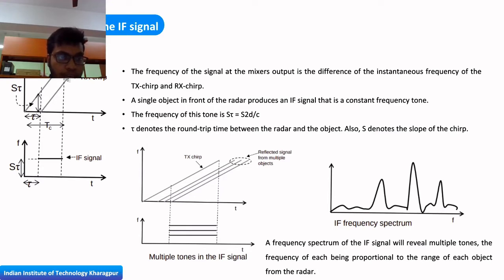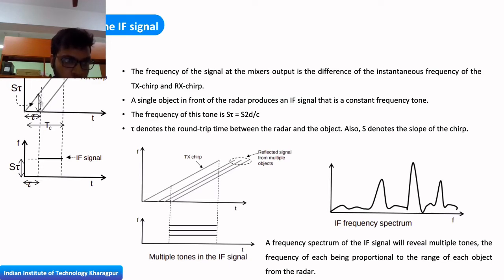And so here I have these two charts, the transmission chart and the receive chart, and within this time window both these charts lie. So in this particular time frame our mixer can generate the IF signal, right. The IF signal basically has this frequency: the frequency of the transmitter chart minus the frequency of the receive chart.